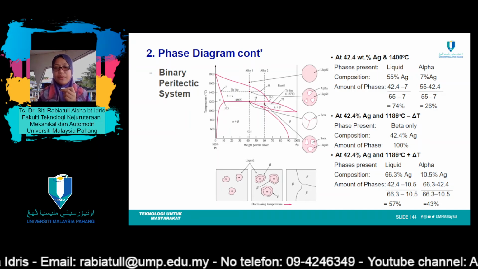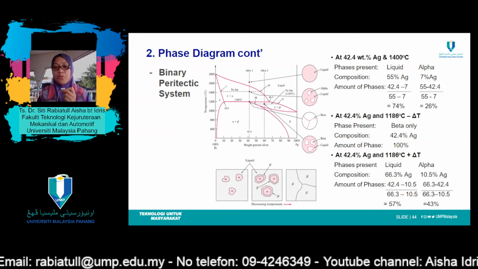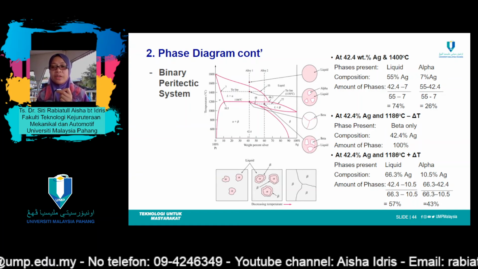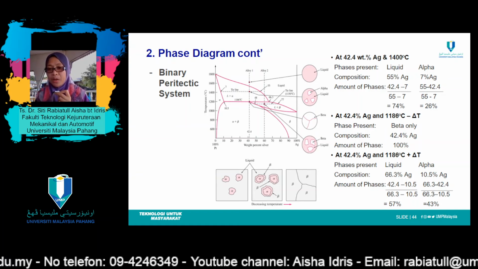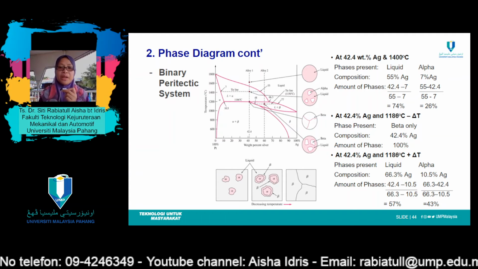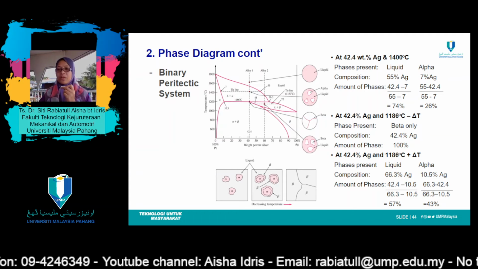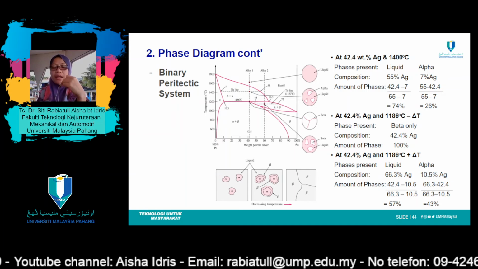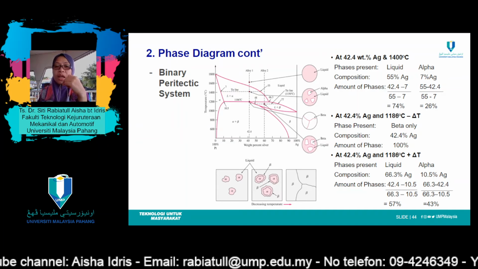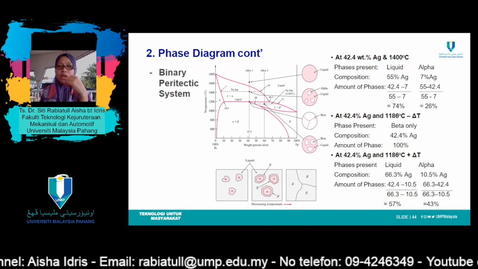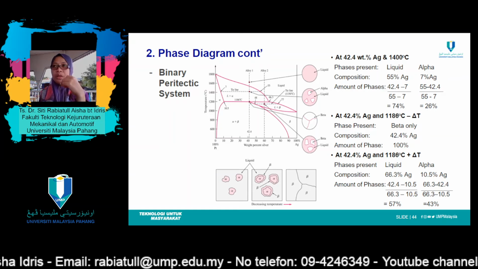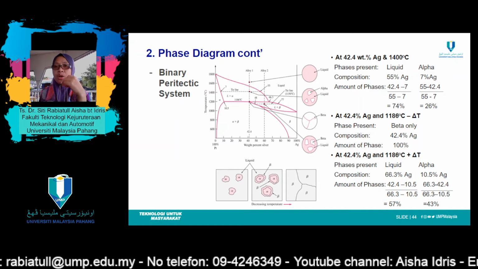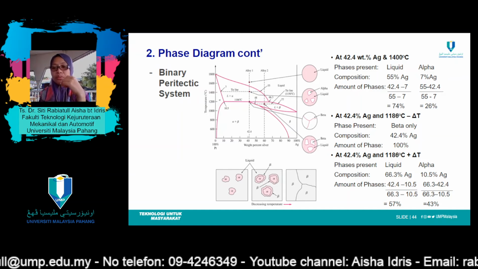Well, actually, this phase diagram shows you what will happen to the microstructure after passing through different phases for a binary peritectic system. Okay. And other than that, you may also calculate the weight fraction of each phase, liquid and solid, or solid and solid, using the same formula, which is the lever rule.